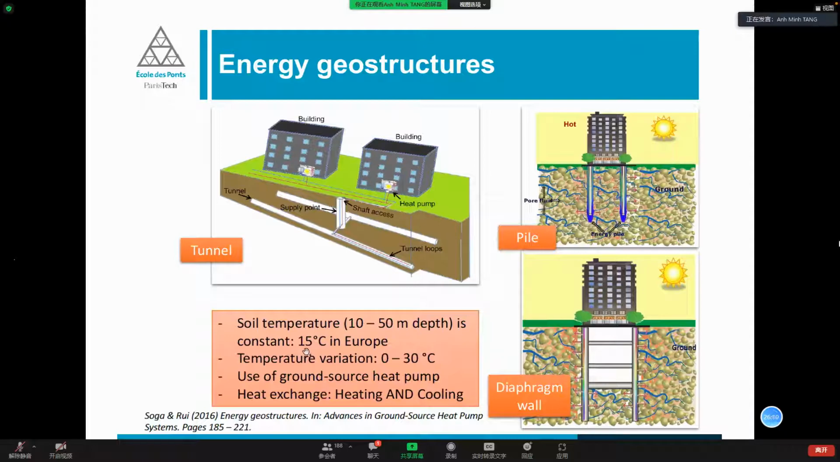In Europe, it's between 30 and 50 degrees, and it's constant during the whole year. So we can profit from this temperature, the heat in the ground, to heat the building or cool down the building. In this application, the temperature of the structure will change between 0 degrees during winter and 30 degrees during summer. And the question is whether this thermal change in the structure can influence the mechanical behavior of the structure, which in geotechnical engineering we know already.